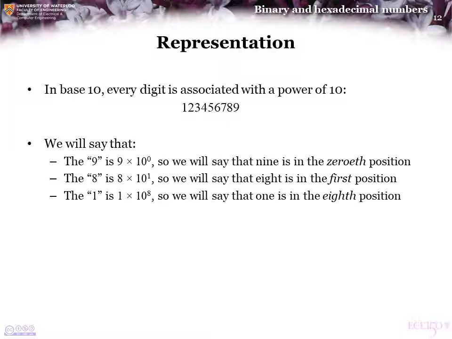Now, in every base 10 number, a digit is associated with a power of 10. So in this number, 123,456,789, we will say that the 9, which is 9 times 10 to the 0, is going to be in the 0th position because it's associated with 10 to the 0. The digit 8 in this number represents 8 times 10 to the 1, so we'll say that the 8 is in the 1st position. And the 1 represents 1 times 10 to the 8, and so we will say that the 1 is in the 8th position. So our position numbering will start at 0 on the right-hand side.